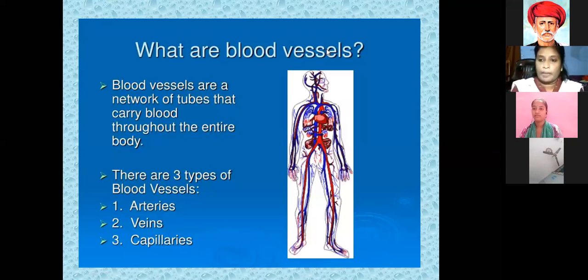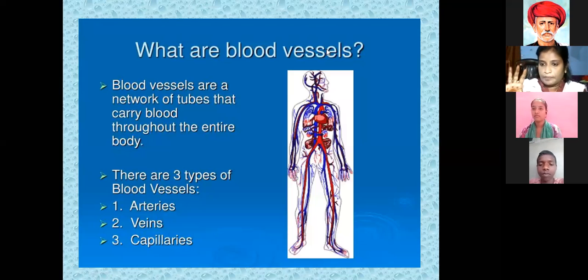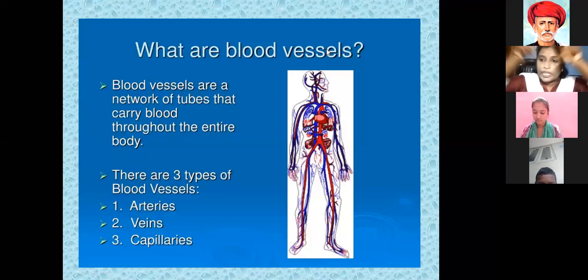Next, another major component of the heart: blood vessels. Blood vessels are a network of tubes that carry blood throughout the entire body. Blood vessels are tube-like structures that carry the blood throughout the entire body.